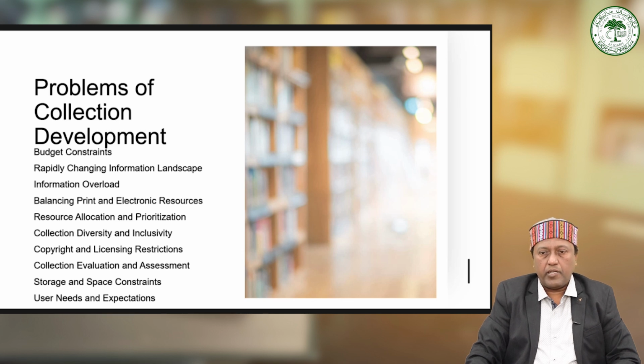The second problem is the rapidly changing information landscape. The rapid pace of technological advancements and changes in information formats create challenges for collection development. Librarians must keep up with emerging trends, digital resources, and evolving user preferences to ensure that the collection remains current, relevant, and accessible. Another problem is information overload.